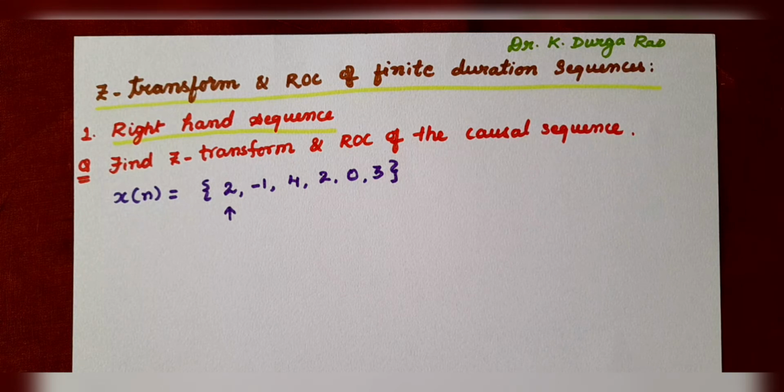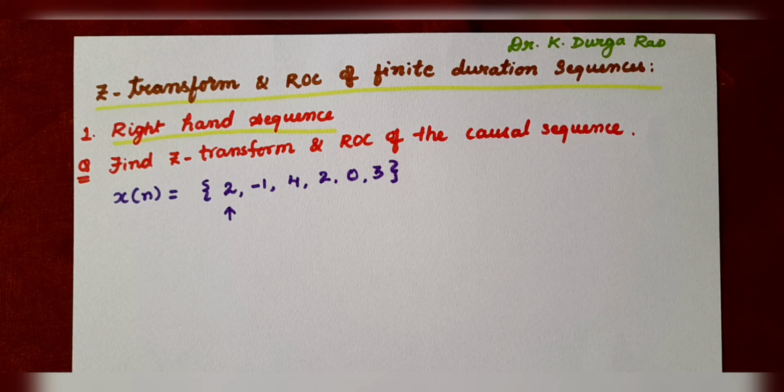Hello dear students, today the topic of the class is Z transform and ROC of finite duration sequence. Subject is signals and systems. In this class we will be solving 3 problems for finding the Z transform of right hand sequence, left hand sequence and two-sided sequence, and find what is X of Z and what is ROC. Okay, let us start the problem.